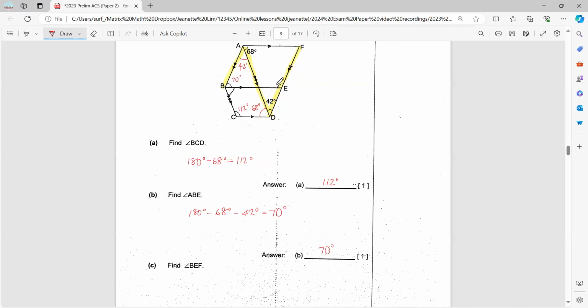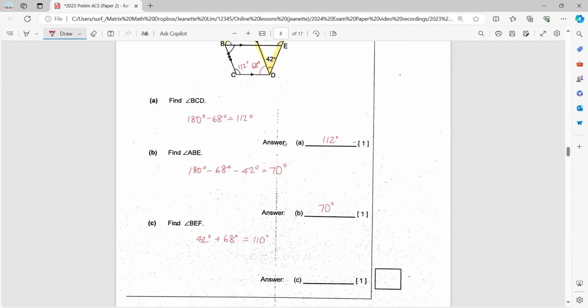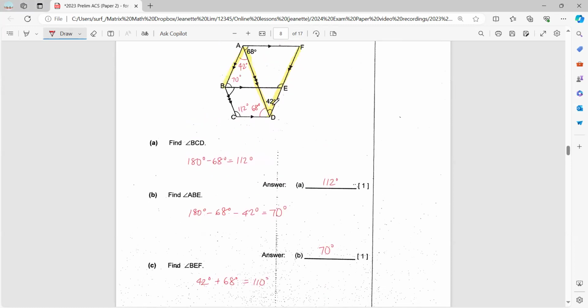Okay, last part, BEF. If this is a parallelogram, opposite angles in a parallelogram are the same. So this angle here is actually the same as BAF. So 42 plus 68, which is 110 degrees. Alternatively, this angle here is also the same as this angle here, corresponding angles, because of these two parallel lines. So 68 plus 42 as well, if you're looking at this angle.